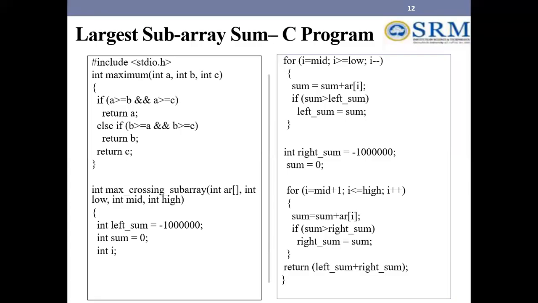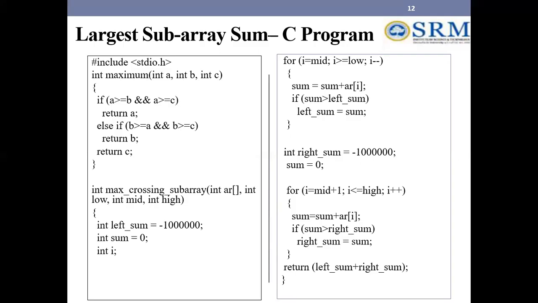And max crossing subarray. So initially we are assigning some very most negative value to the left sum. Sum is equal to 0, int i. So this is the code for finding the largest crossing subarray. So we are finding the mid value. Before the mid, we are adding elements one by one and finding the maximum value. And for the right subarray also, we are assigning the most negative value. Initially, we are assigning sum is equal to 0.